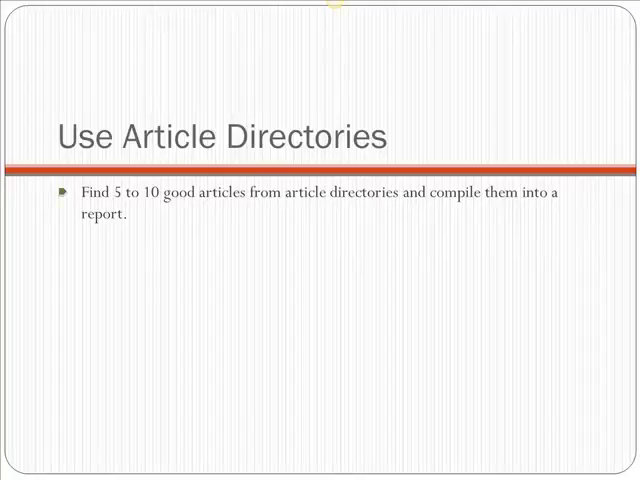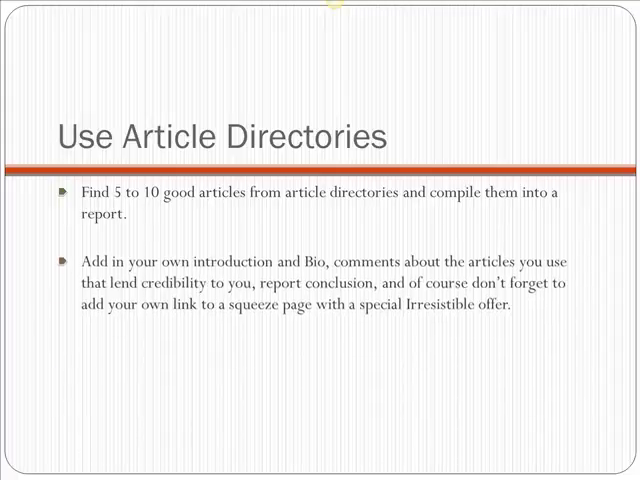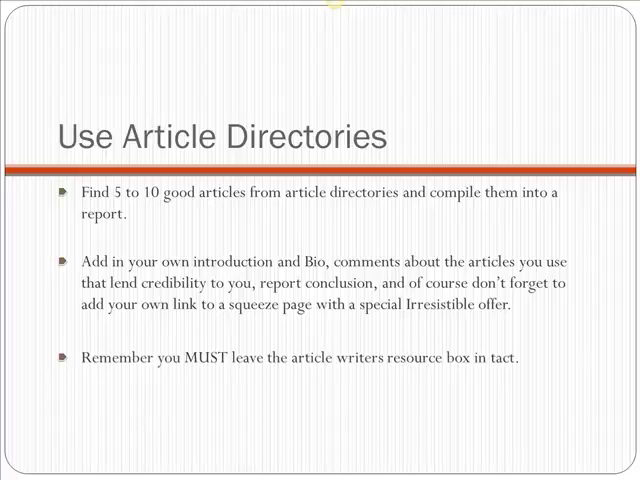Use article directories. Now find 5 to 10 good articles from article directories and compile them into a report. Add in your own introduction and bio. So basically you're going to follow the format that we talked about earlier. Add in your introduction and bio, your comments about the articles. So maybe when you have one of your articles, you might want to make some comments of your own, to add and lend credibility to you. Add a report conclusion, and of course, don't forget to add your link to a squeeze page with a special irresistible offer. Remember, you must leave the article writer's resource box intact.